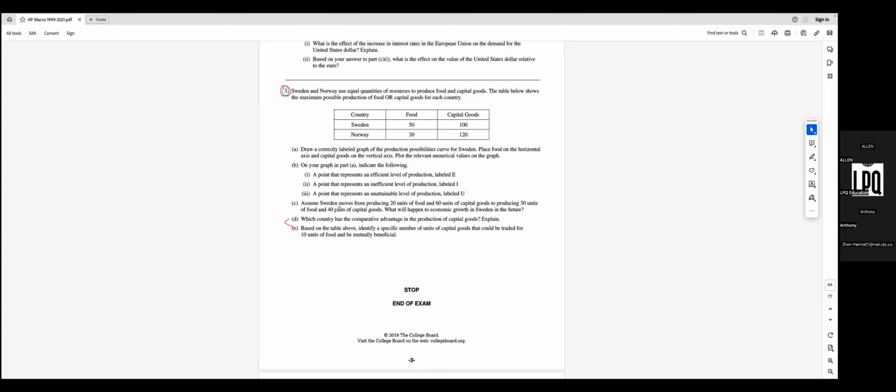Like how you identify who has a comparative advantage in which goods, and how you identify what is a possible term of trade between these two countries. So D and E are really important questions. We'll give you 10 minutes. Let's do the questions.